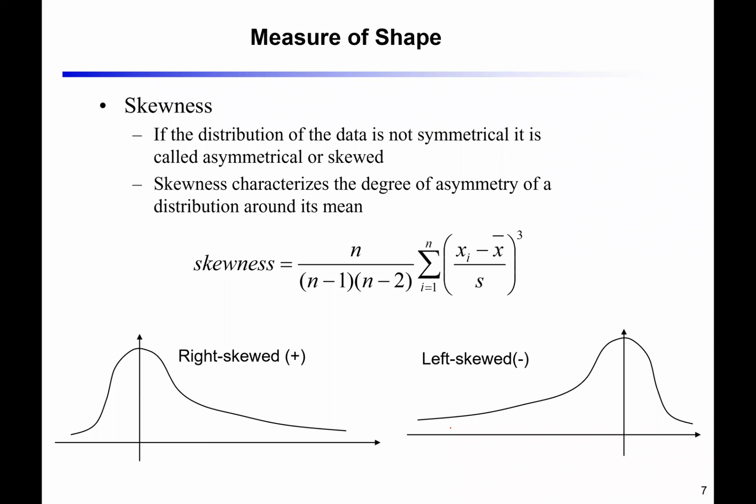Now let's have a look at the shape. Skewness: if you have right skewed, then the skewness will be positive, and if you have left skewed, then skewness will be negative. The skewness equation is right here. If the distribution of the data is not symmetric, it is called asymmetric or skewed. Skewness characterizes the degree of asymmetry of a distribution around its mean. Right skewed is positive, left skewed is negative.